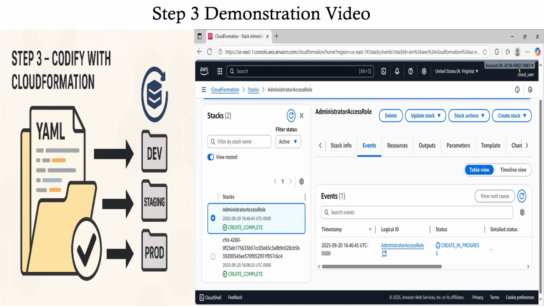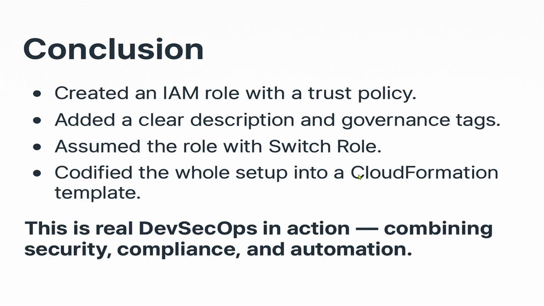Core pillar of DevSecOps. Let's summarize the technology we used. Quick summary: IAM gives us users, roles, switch role, trust policy and tags. CloudFormation provides infrastructure as code for consistent deployment. CloudTrail logs every role assumption for audit. Together, this gives DevSecOps least privilege by default, temporary escalation and automation. Now let's wrap up with our key takeaways.